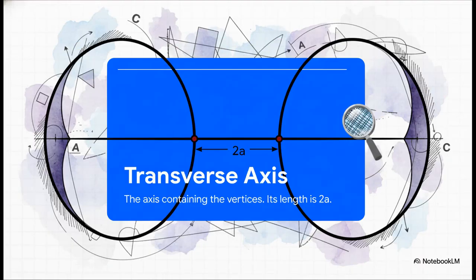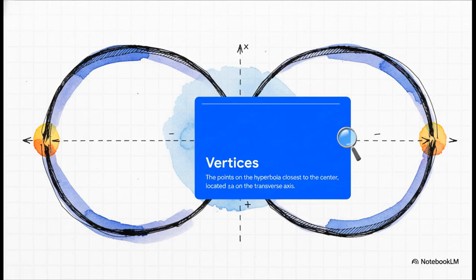Okay, every hyperbola has a main axis. It's called the transverse axis, which sounds a little fancy, but really it's just the line that cuts right through the middle and connects the two curves. Its length is always 2a, and it tells you the distance between the two most important points of the hyperbola. So what are those important points? We call them the vertices. Think of them as the turning points for each of those curves. They're the spots that are closest to the very center. For a horizontal hyperbola like this one, you'll find them at (a, 0) and (-a, 0). And that a comes straight from the equation.